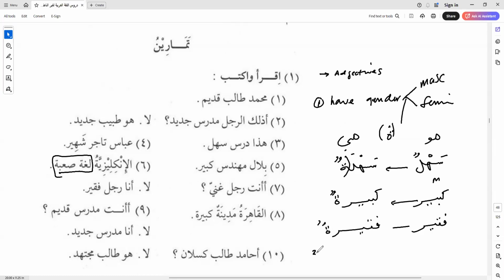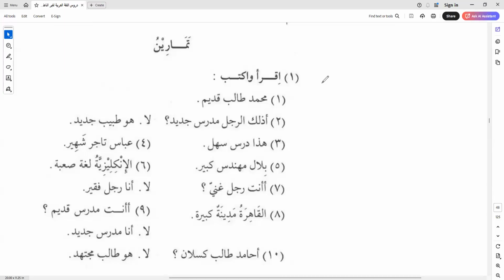And then you need to also know that Arabic adjectives have numbers. They can come in numbers. We can have singular, dual, and plural. So you can have the plural of sahlun, the plural of kabirun, the plural of faqirun. And this is going to come up later in the book. And you also need to know that there is matching. Number 3, they must have matching or congruity.